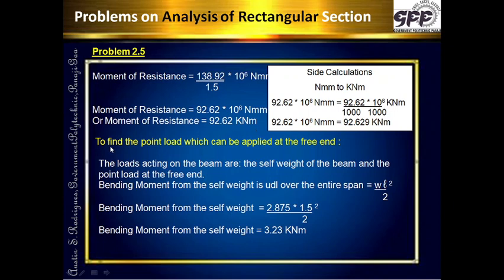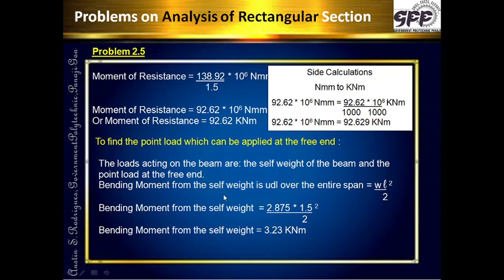Now what has been asked is to find the point load which can be applied at the free end. How much is the point load which we can safely apply at the free end so that the beam will not collapse? In order to know that, first we have to know what the different forces are. Since no other force has been mentioned, we understand that the loads acting on the beam are its self weight and the point load acting at the free end, which we have been asked to calculate.